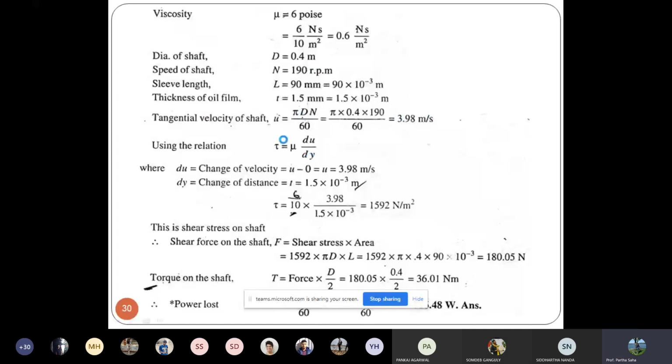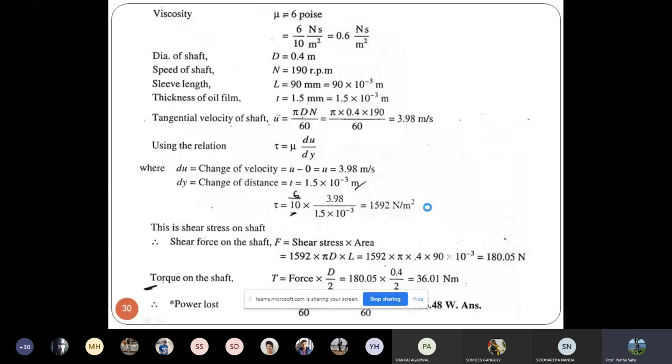So using this relationship, tau equal to mu du by dy, you can calculate the shear stress, right? The du is given, change in velocity. Already stationary state velocity was 0, so it will be 3.98 meter per second. We just calculated tangential velocity. Dy, change of distance, because the oil lubrication film was 1.5 millimeters, 1.5 into 10 to the power minus 3. So tau will be mu du by dy. Mu is 6 by 10 into 3.98 divided by 1.5 into 10 to the power minus 3. You get 1592 Newton per meter square.